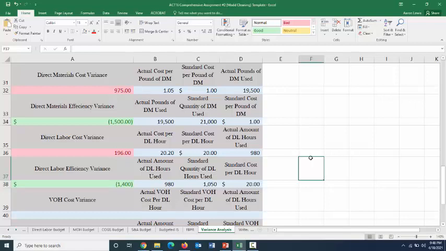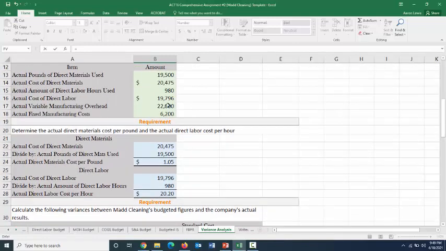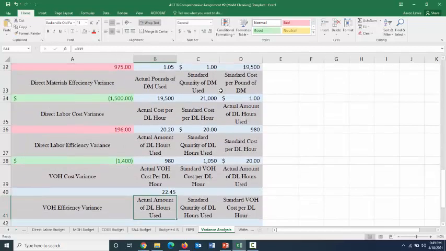Moving on to our variable overhead cost variance. We start by taking our actual variable overhead cost per direct labor hour. We can do that by going back up to our information and finding our actual variable overhead costs, which were 22,000, and dividing it by the quantity of the driver that we use, which is the actual amount of direct labor hours that our employees worked, 980. 22,000 divided by 980 means that we actually incurred $22.45 of variable overhead for each hour that our employees worked during the period.